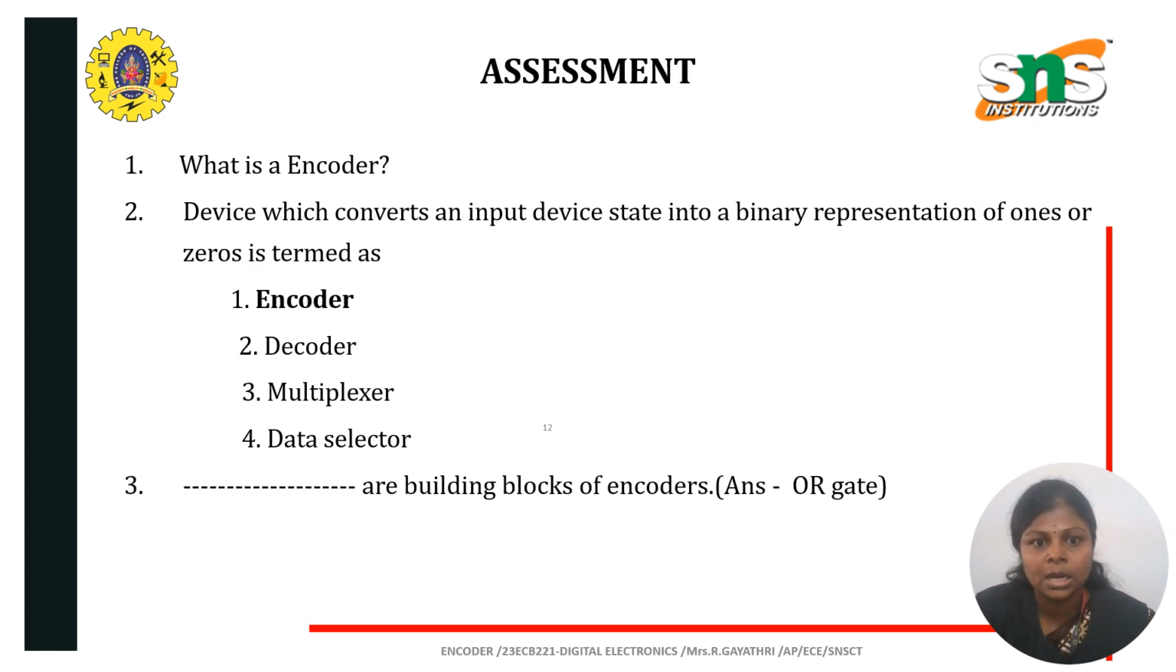Lastly, the assessment questions: What is an encoder and how is the circuit used to design it? It converts the input into a binary set of representations, where it is used as an encoder. Fill in the blank: dash are the building blocks of the encoder. The OR gate is used to design the encoder.